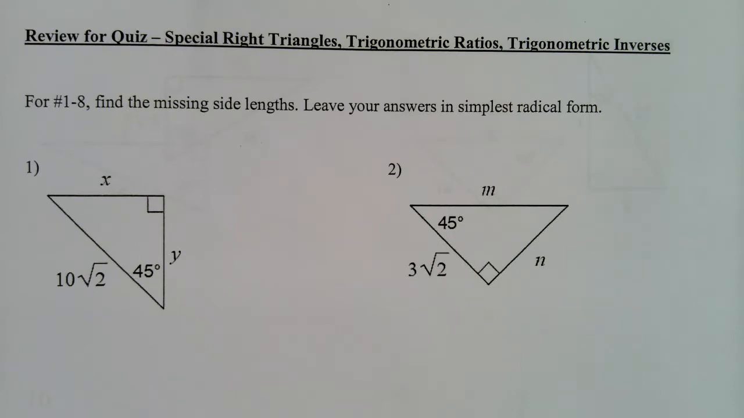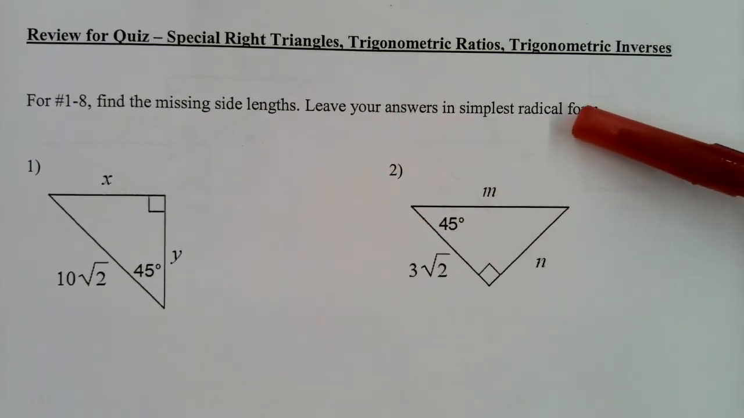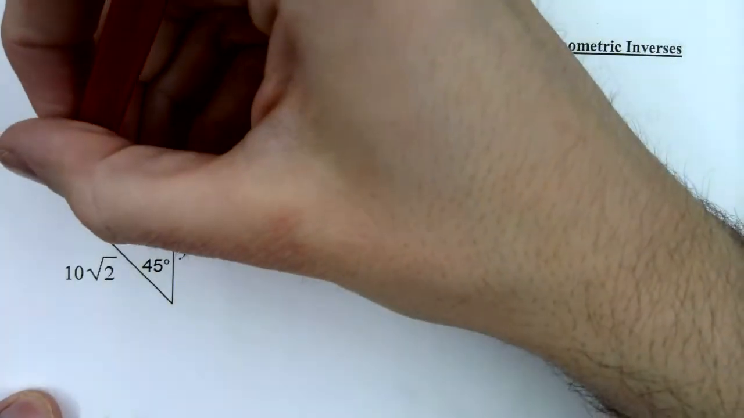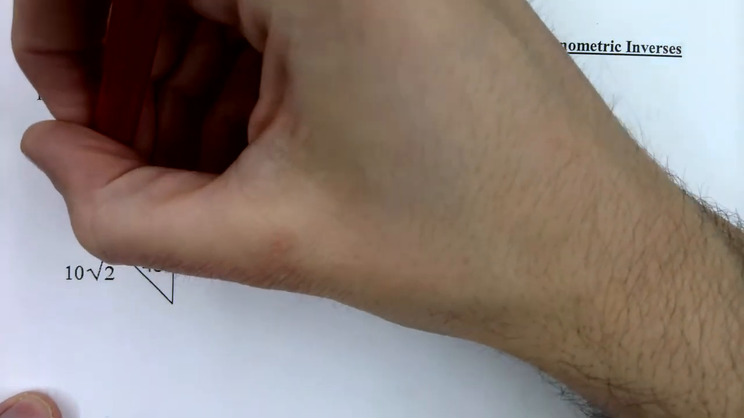Now, that's a hint that you're not going to use trigonometry on numbers 1 through 8, because when you use trigonometry, you get decimals, right? Remember? You always get decimals when you do the trig, sine, cosine, and tangent. So numbers 1 through 8, these are the special right triangles. Okay? Number 1, you have a 45-degree angle and a 90-degree angle. So this also has to be 45 because all the angles add to 180.